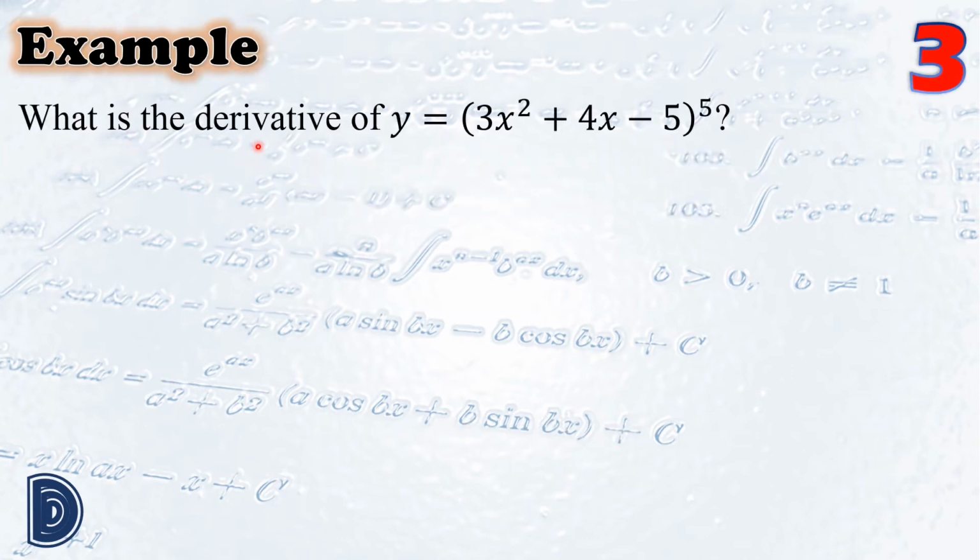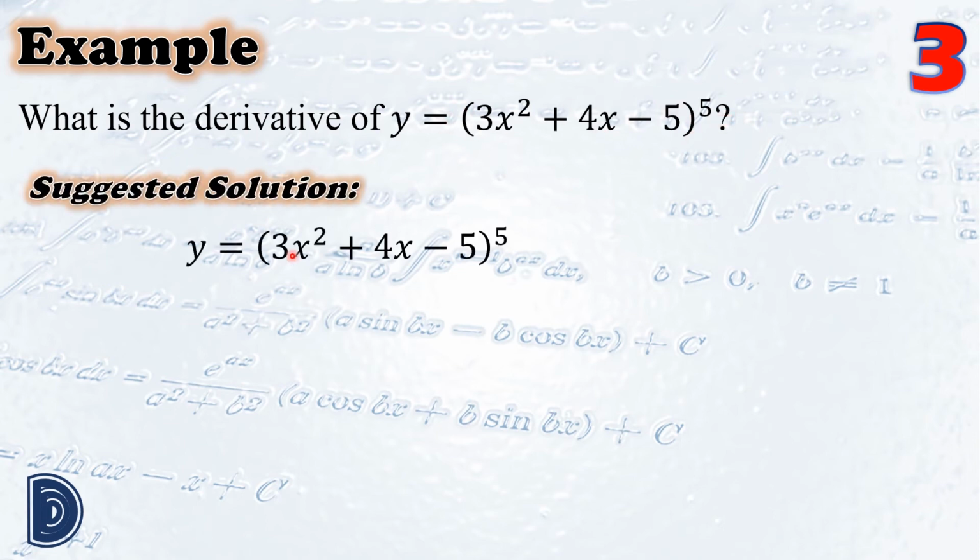Let us have an example on this. What is the derivative of y is equal to (3x squared plus 4x minus 5) raised to the 5th power? So in this case, f of x is 3x squared plus 4x minus 5, and g of f of x is (3x squared plus 4x minus 5) raised to the 5th power.